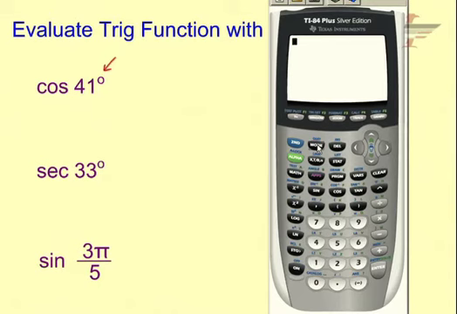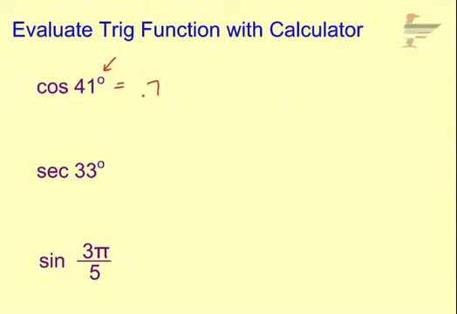So cosine of 41 degrees, this is just as simple as hitting cosine 41 degrees. I'll close my parenthesis, and we get 0.75. We'll round that to 5. So this is 0.755.